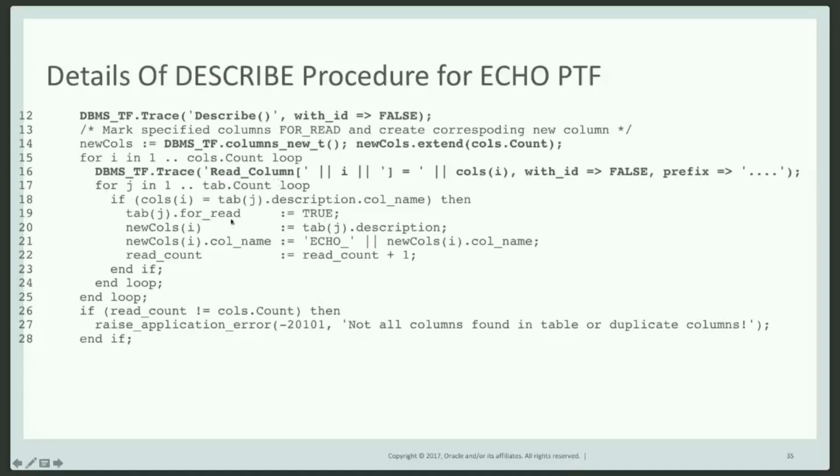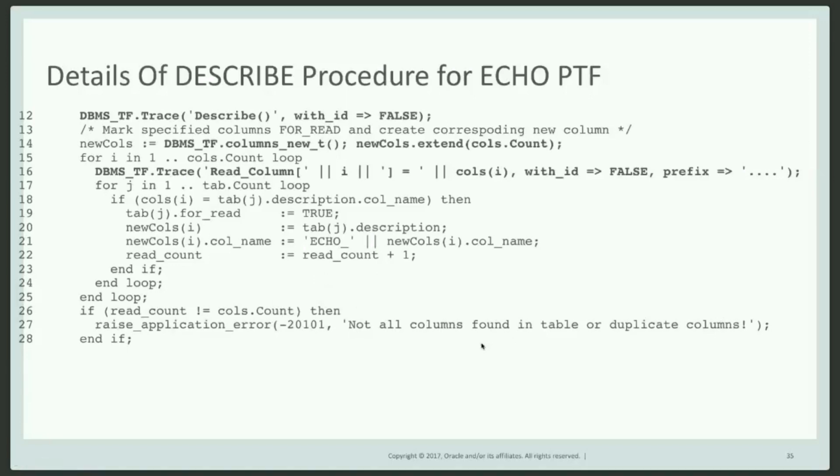And you'll see this in a minute. And then I'm going to mark the column as being read. I'm going to give the column name echo underscore whatever the current column is, and that's going to be assigned to the new column. I'm then going to update the fact that I've read that column value. So if I'm going to add two columns, I'm going to go through twice. So I update my column counter, and we'll do some quick error checking.